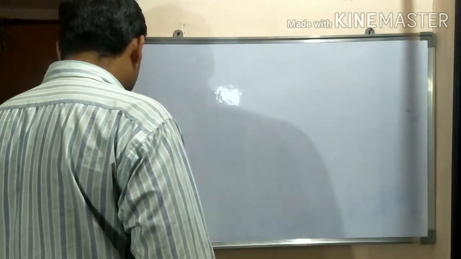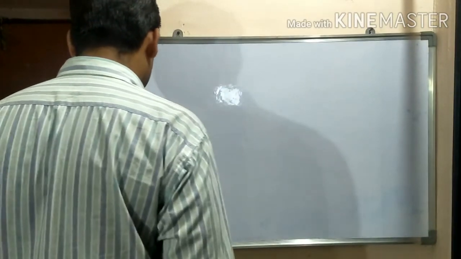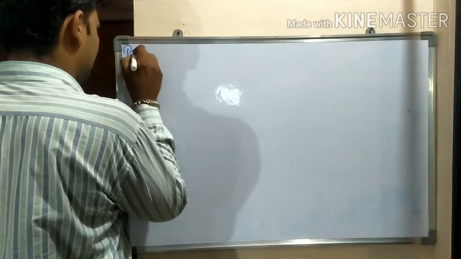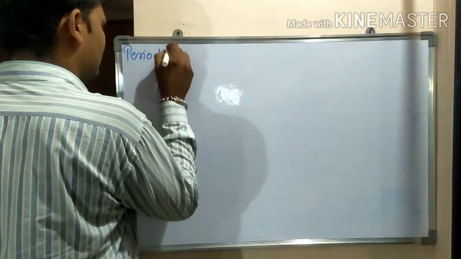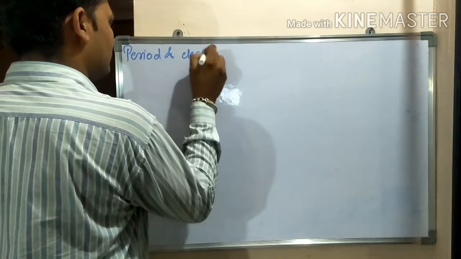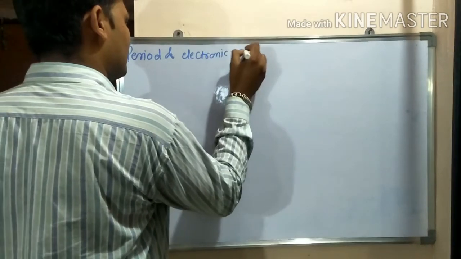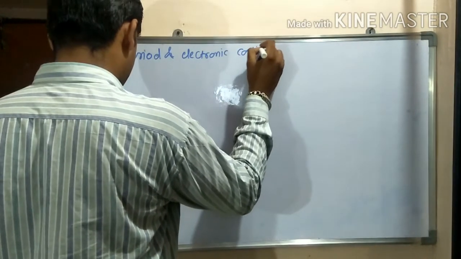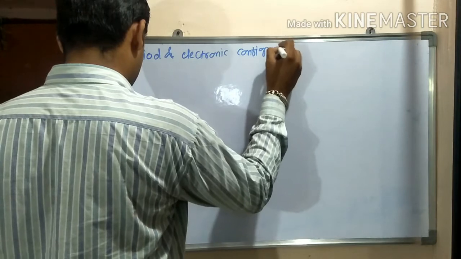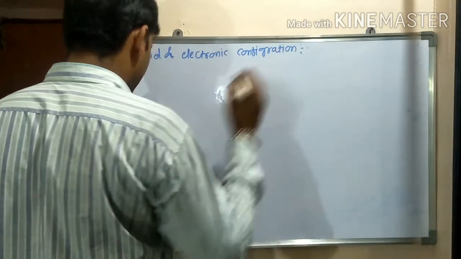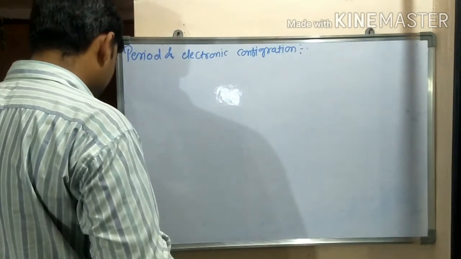Today we are going to discuss groups and periods of the modern periodic table. Not Mendeleev's, but the modern periodic table. So today we are going to discuss periods and electronic configuration. Periods and electronic configuration of elements.